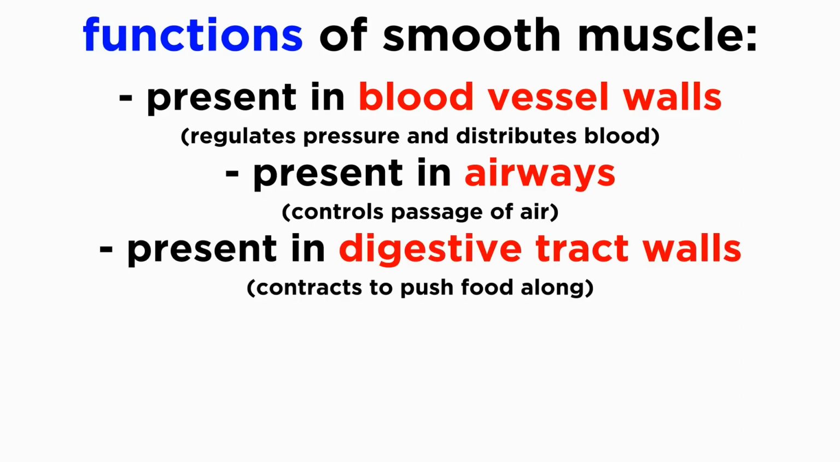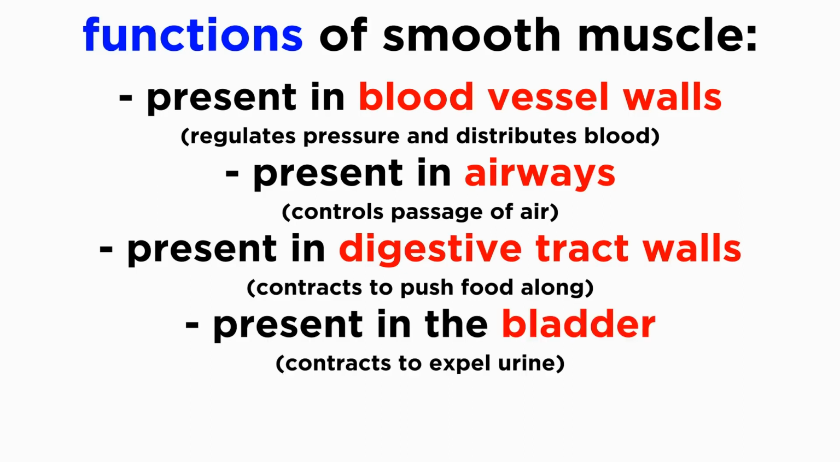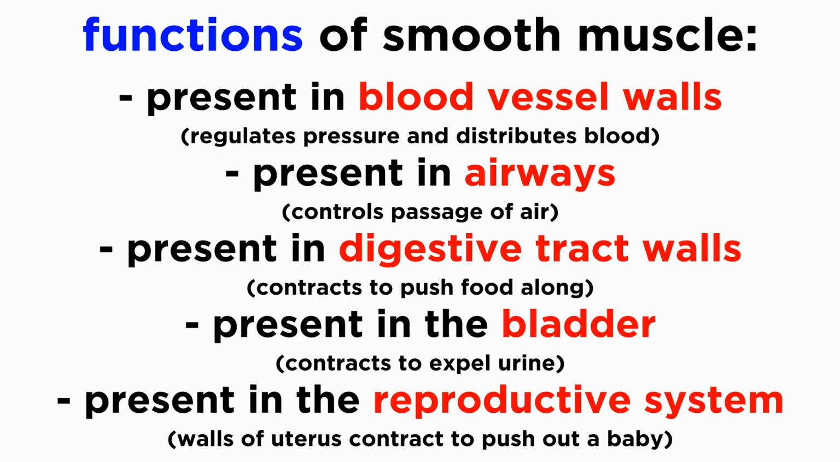It contracts in the walls of our digestive tract to push material along. The smooth muscle in our bladder contracts to expel urine out of the body. And it has numerous functions in the reproductive system, including contraction of the walls of the uterus to push a baby out of its mother during childbirth.